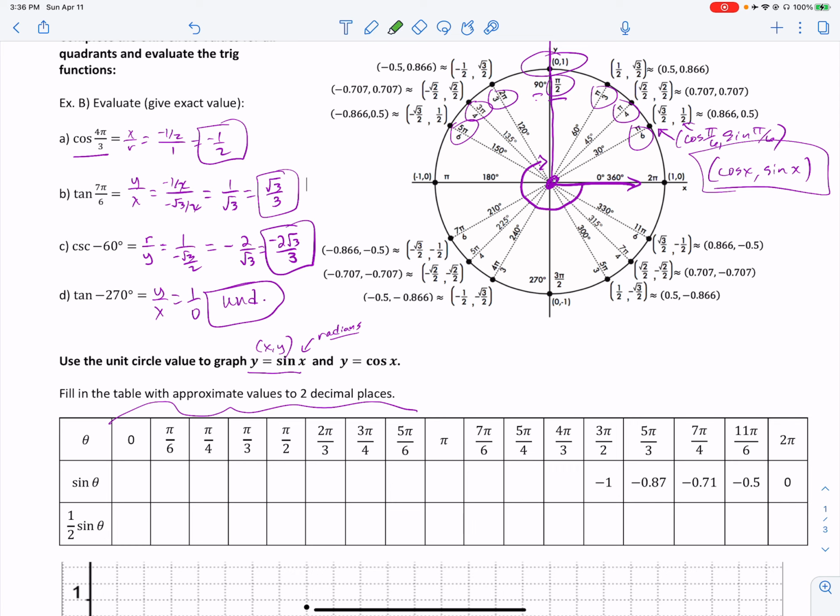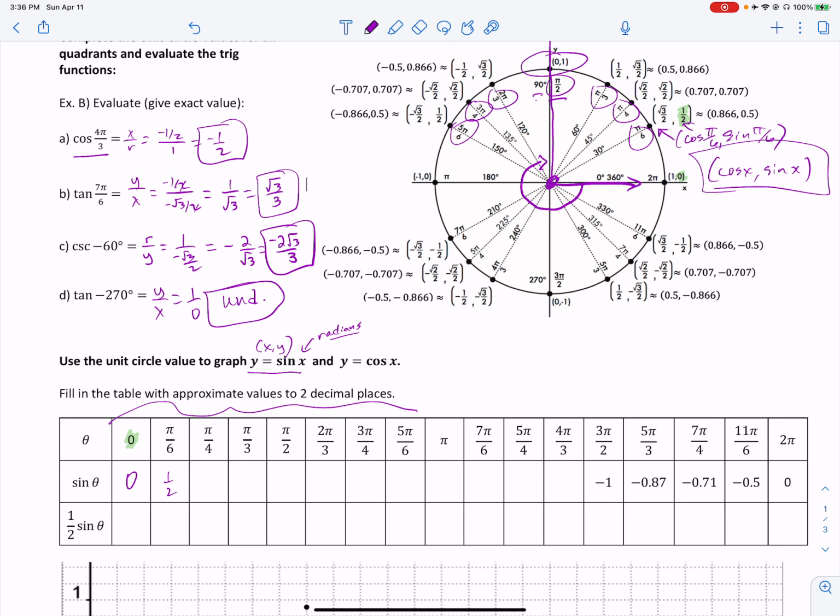So if I start with 0 degrees, at 0 the y coordinate is 0, and so the sine of 0 is 0. At pi 6, the y coordinate is 1/2. So the sine of pi 6 is 1/2.